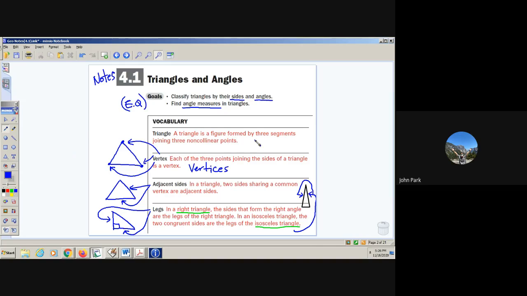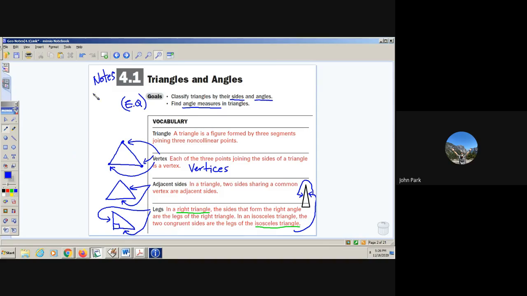A triangle is a figure formed by three segments joining three non-collinear points. So the three sides are the segments, and these are non-collinear points, right? Each corner, those points, is called a vertex, or together they're called vertices. The adjacent sides are two sides that intersect, or have a common vertex. The legs of a right triangle are the two sides that are next to the right angle, or the two sides that form a right angle. The legs of an isosceles triangle are the two congruent sides.